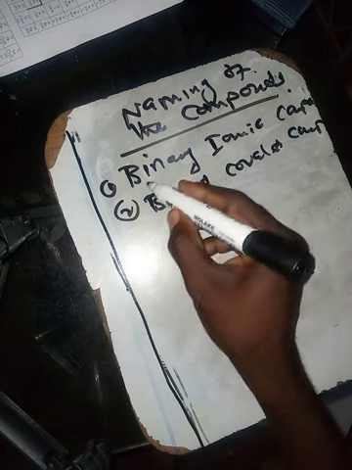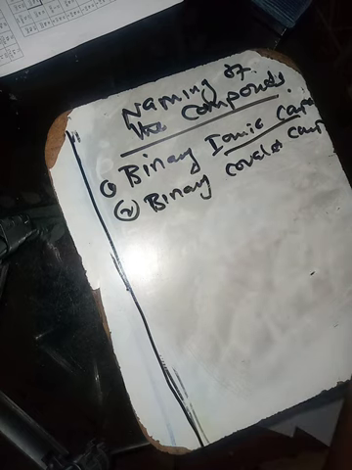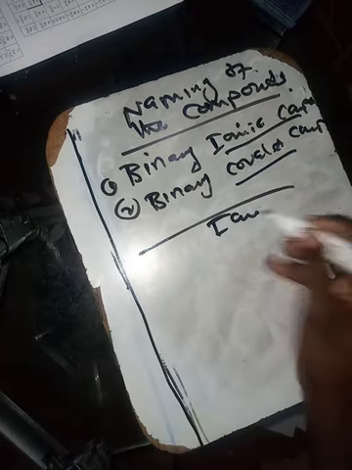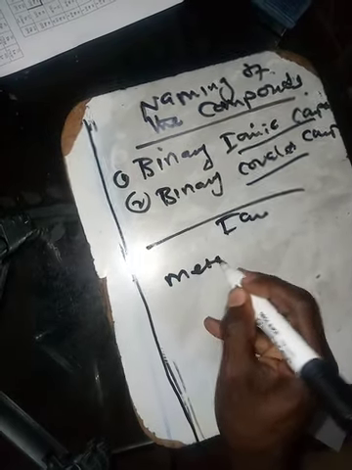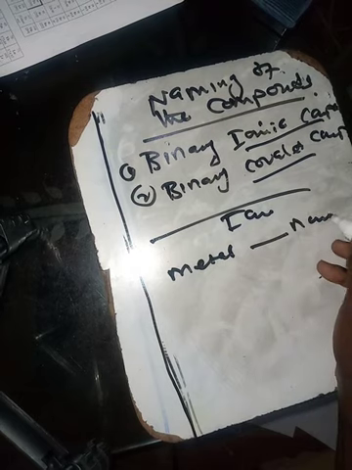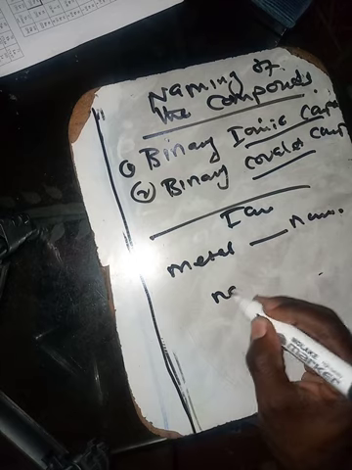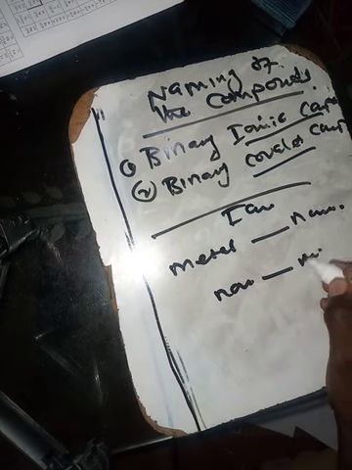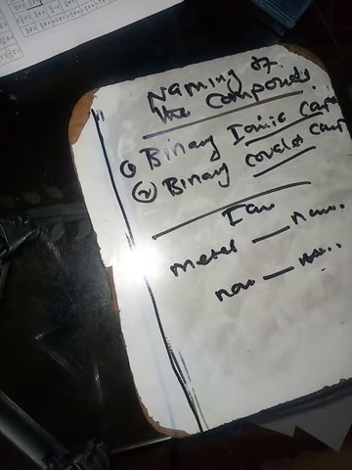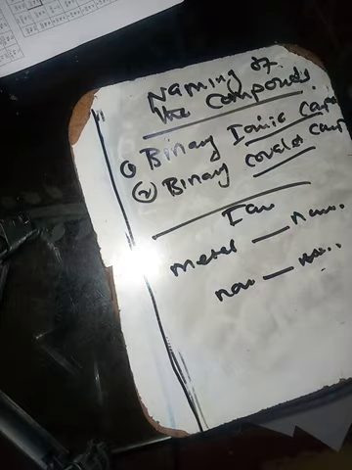Now, when we say binary ionic compound, we know what ionic compounds are, and we know what covalent compounds are. Ionic compounds are a metal bonded to a non-metal. Covalent compounds are non-metal bonded to non-metal. So let's go in with examples.